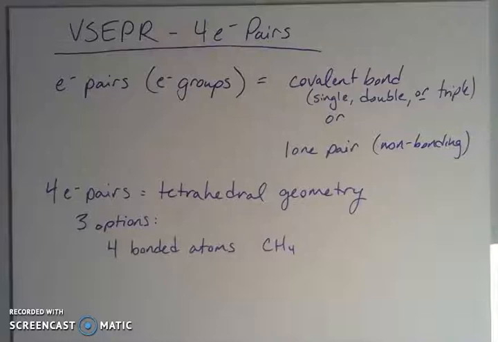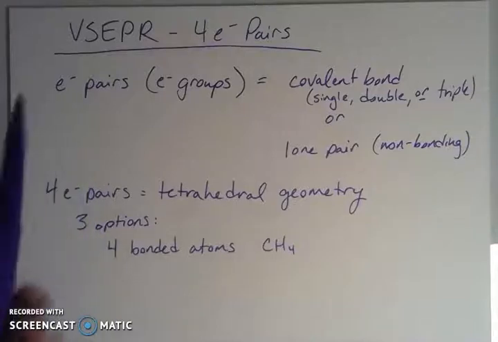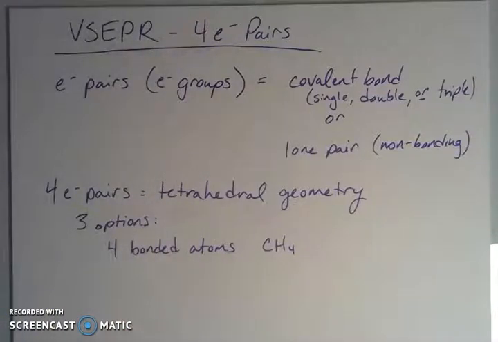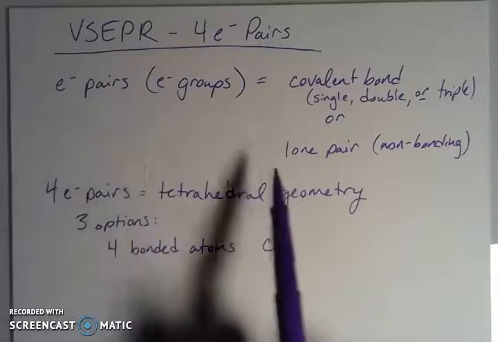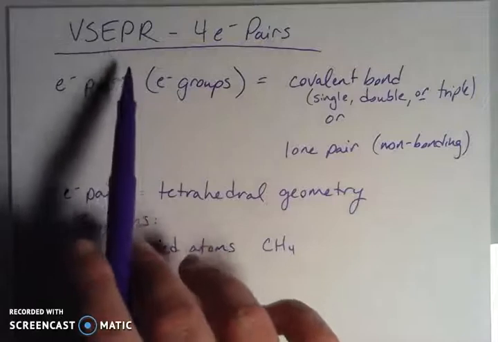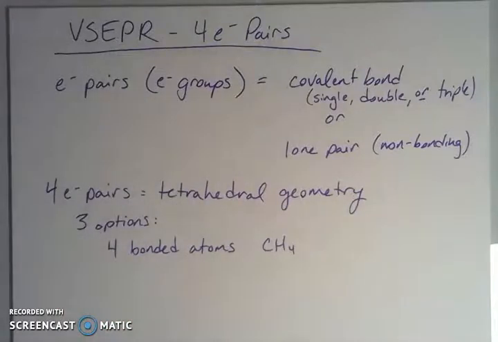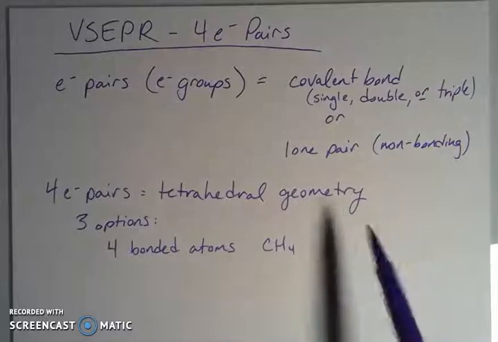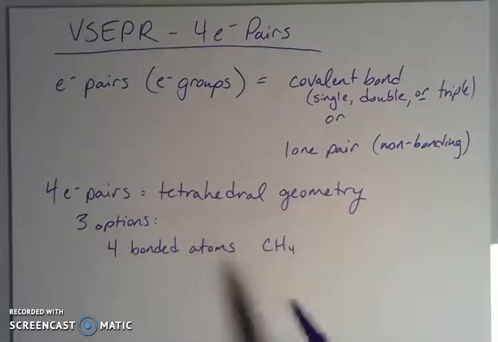And there's a distinction there between the geometry of the electron pairs, which we call the VSEPR geometry, and the molecular geometry, which is the shape of the actual molecule. So for the VSEPR model, when we say electron pair, it's also called electron groups. And what we mean by that is either a covalently bonded atom, so I like to use the terminology number of bonded atoms, and then we could also use it to talk about a lone pair or a non-bonding pair of electrons.